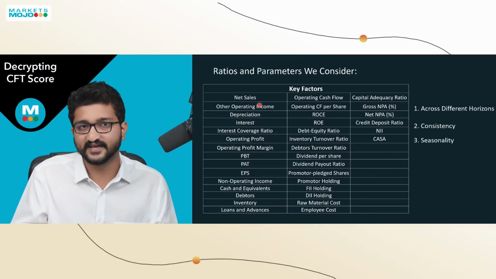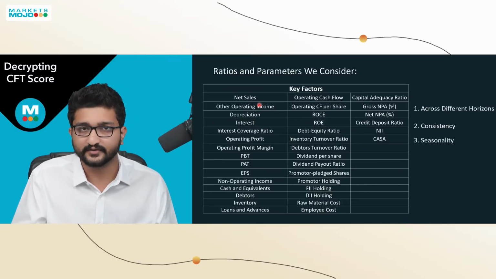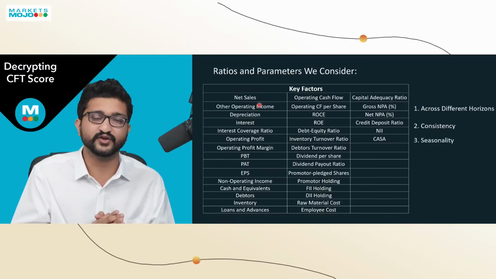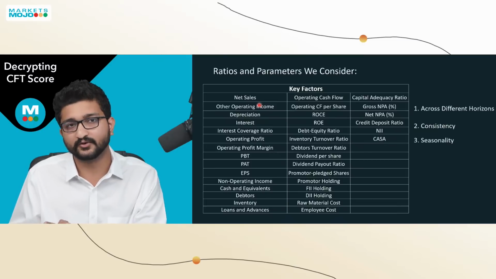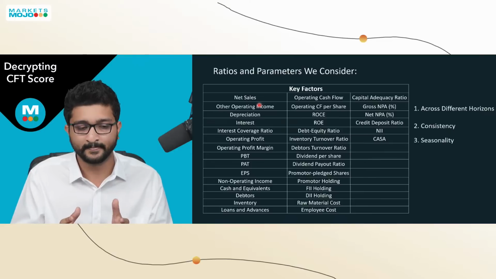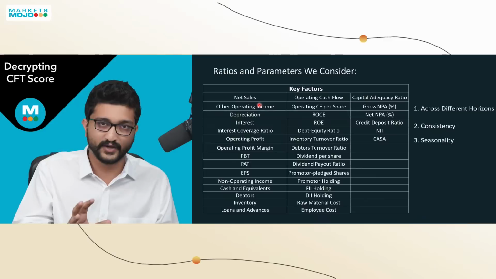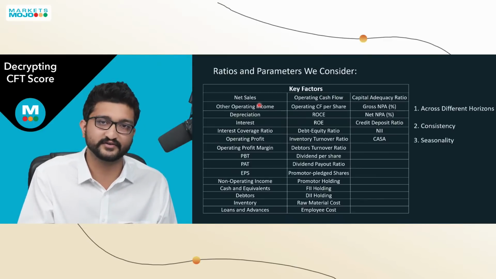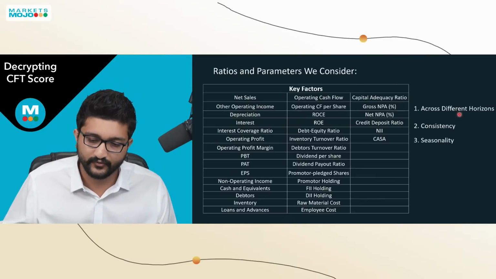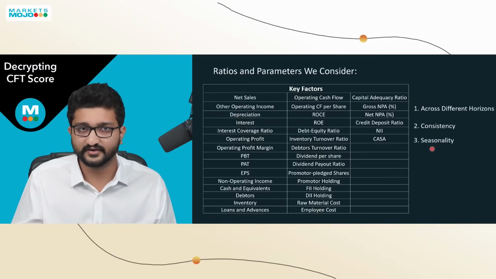The third one is seasonality. Now this is really important. Here we look at a particular seasonal trend. If a particular company gets higher sales during the winter season, then we will compare that quarter with the previous winter quarter. So we look at seasonality as well when we look at these 36 key factors. So as I said, it's not important what we are looking at. Apart from these 36 key factors, we are looking at them via different horizons, whether it's being consistent and across seasons.